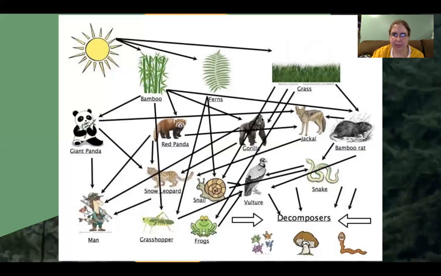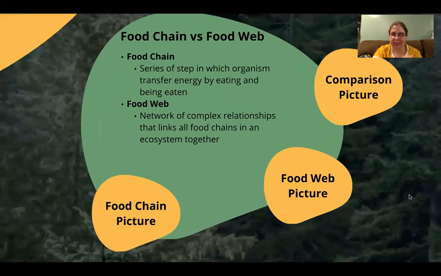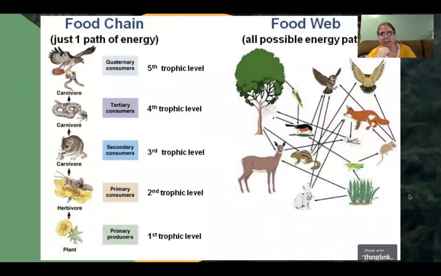Grass can be eaten by the gorilla, which can be eaten by the snow leopard. Grass can be eaten by the frog, which can be eaten by the vulture. Grass can be eaten by the bamboo rat, which can be eaten by the snake, which can be eaten by the vulture. Grass can be eaten by the bamboo rat, which can be eaten by the jackal, which can be eaten by the snow leopard. And all of these, when whatever remains are left over when they die, will be broken down by the decomposers. Alrighty. Whew. You can see how they're all a lot more interconnected.